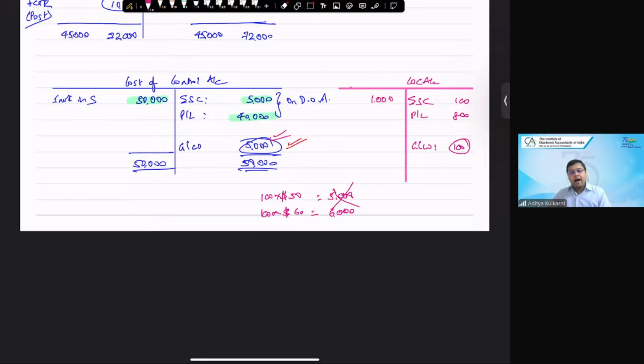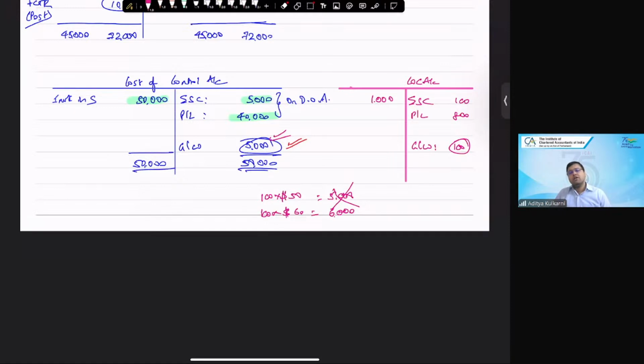Because in reality, have you excess paid 5,000 rupees or have you excess paid $100? What is it? Sir, excess paid $100. You have not paid in excess 5,000 rupees. You have paid in excess $100. That is what Ind AS 21 tells you.